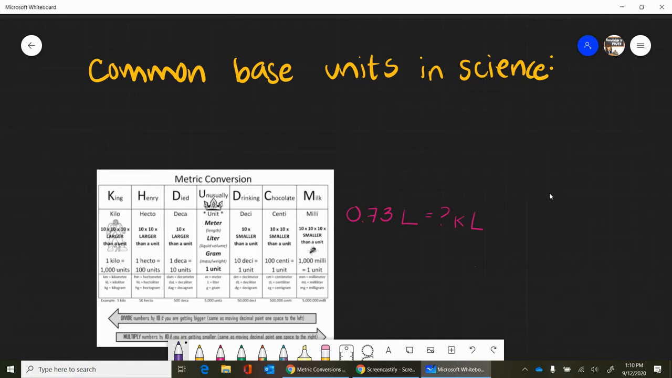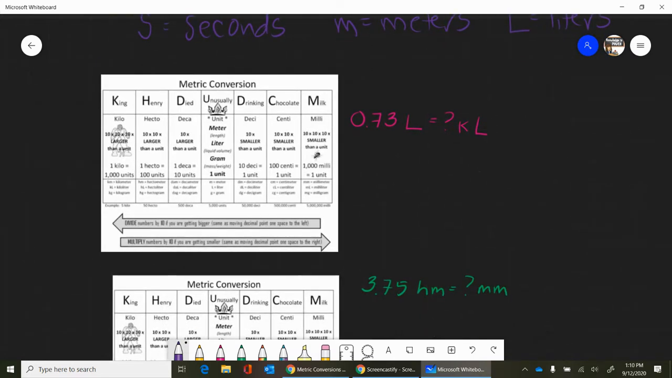Common base units in science. These are the common ones that we're going to use. S here is going to be for seconds. M is going to be for meters. We're going to fight the urge to measure things in inches. We're going to always use meters and centimeters. And another common one would be liters. We would also probably see some grams, but for now we can just focus on those ones. Here is our same King Henry died.